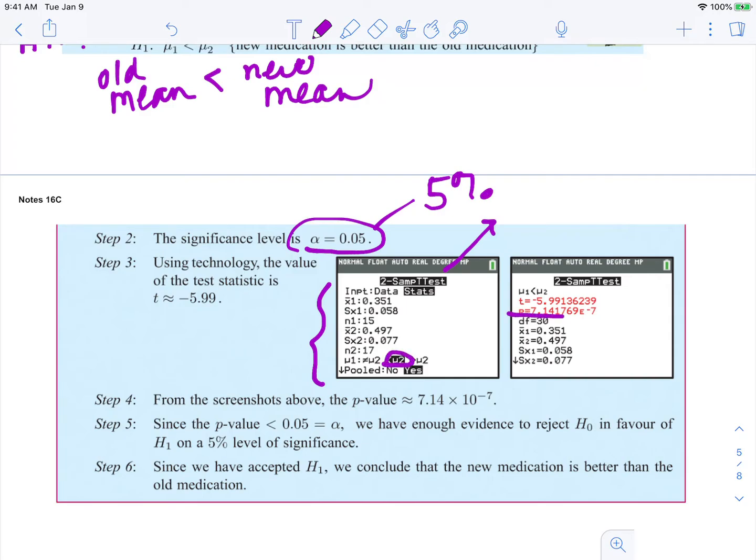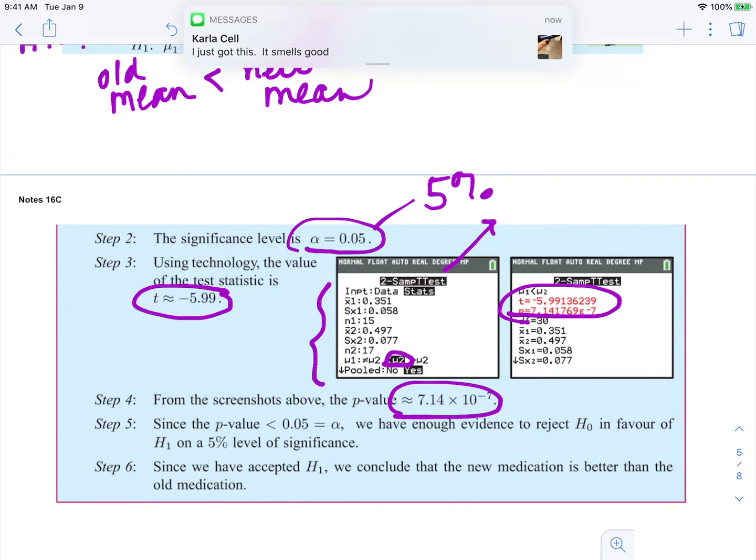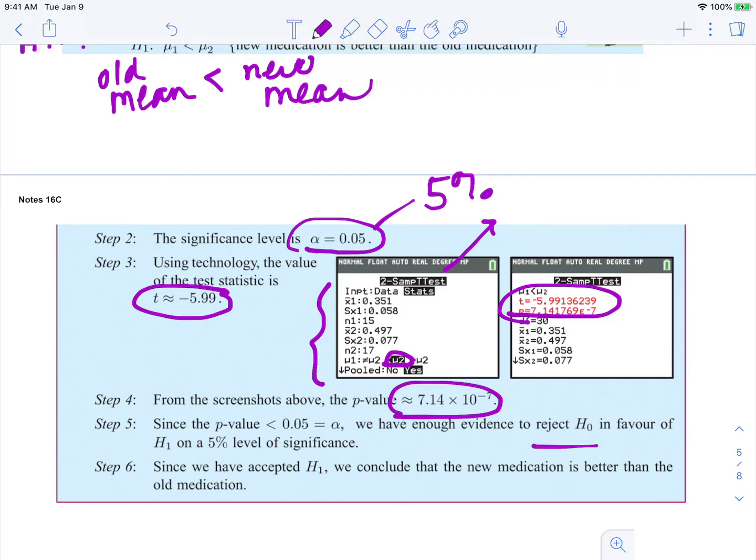And here are the important numbers we want to look at: the t-test value, and the p-value. So there's the t-test value, and then the p-value. Step 5. Since the p-value is less than 5%, we have enough evidence to reject the null hypothesis in favor of the alternative. Since we accepted the alternative, we conclude that the new medication is better than the old.